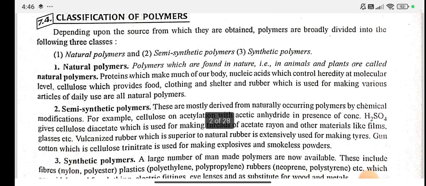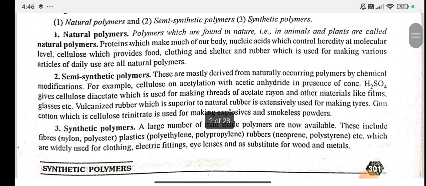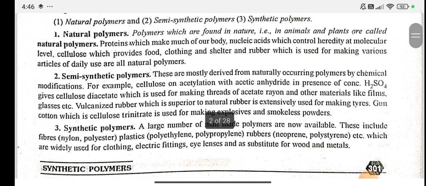Classification of polymers. Depending upon the source from which they are obtained, polymers are broadly divided into three classes: natural polymers, semi-synthetic polymers, and synthetic polymers. Natural polymers: the polymers which are found in nature in animals and plants are called natural polymers. Proteins which make much of our body, nucleic acids which control heredity at molecular level, cellulose which provides food, clothing, shelter, and rubber which is used for making various articles of daily use are all natural polymers.